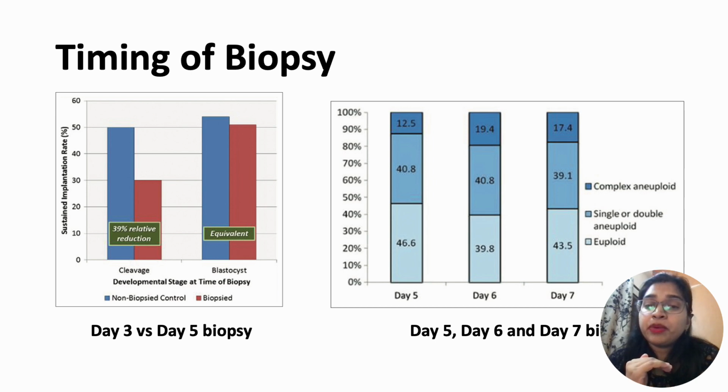Next, they compared day 5, day 6 and day 7 biopsied, and what they found is there is no significant difference between the euploidy or aneuploidy rate in day 5, 6 and 7 blastocysts. So you can do the biopsy on day 5, day 6 or day 7 according to your convenience.